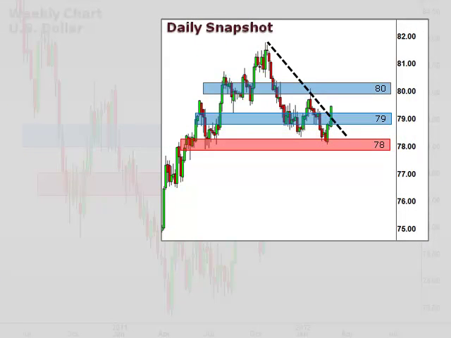Let's take a quick look at the daily chart. We can see here within the daily snapshot that it appears as though the dollar index has broken a near-term trend line. Combined with the break above 79, we do anticipate a test of the 80 resistance level this week.